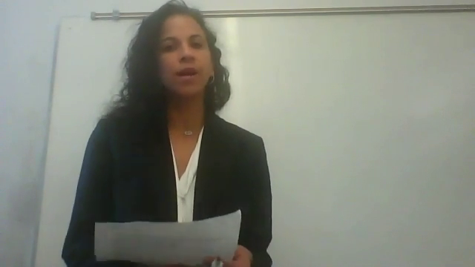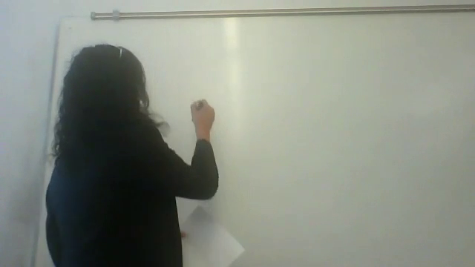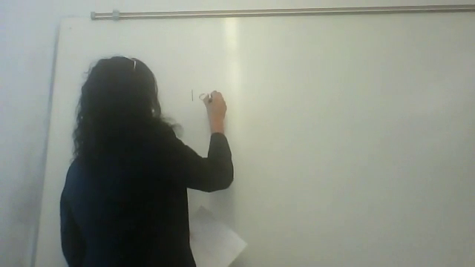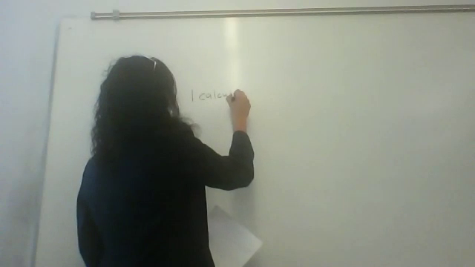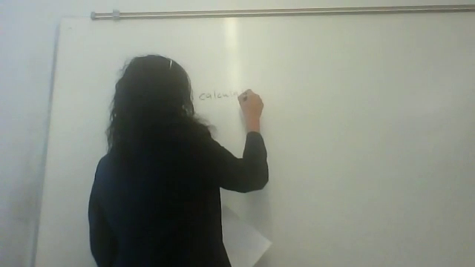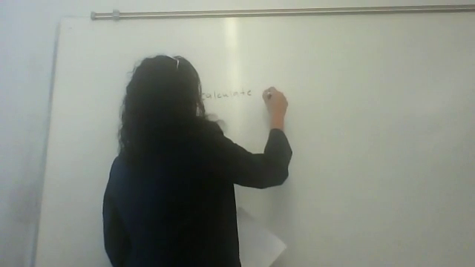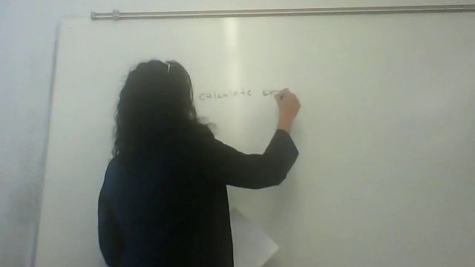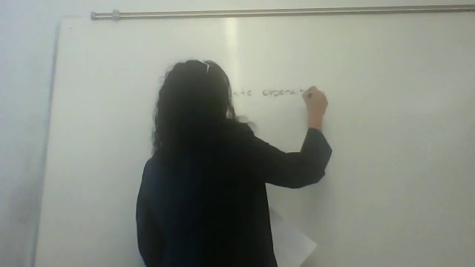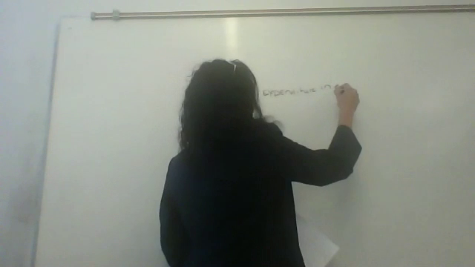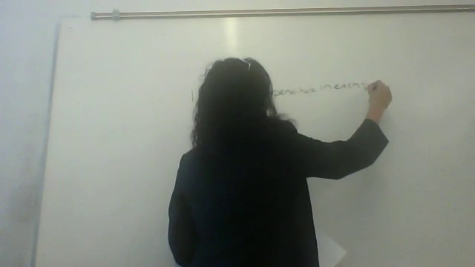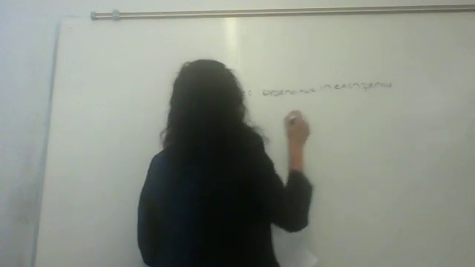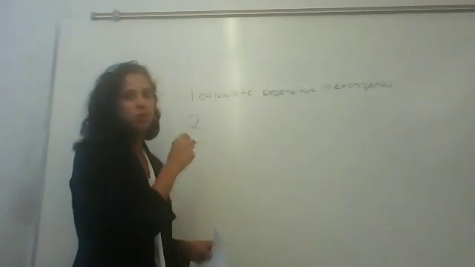In order to do price index, you want to first calculate expenditure in each period. All right. The second thing you want to do is to pick your base year.